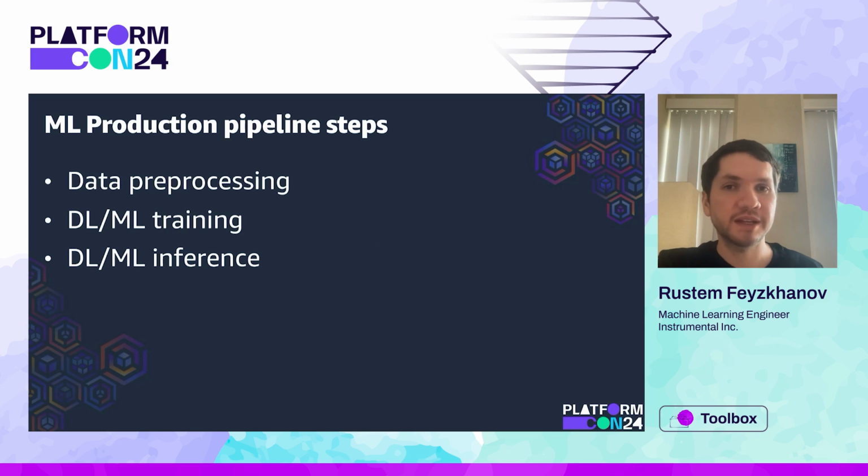So for a machine learning application in production, we really need to define three main steps. It's data preprocessing, training, and inference. With data preprocessing challenges being scale, training challenges being primarily cost of GPU, and with inference, the main challenge being cost and scale.